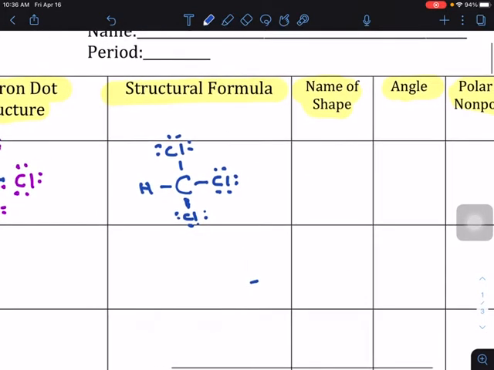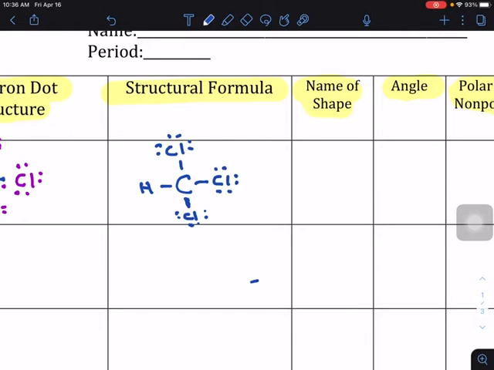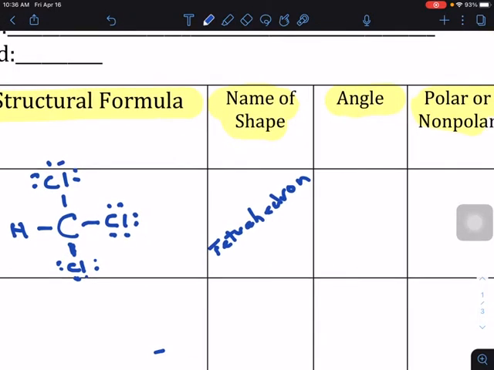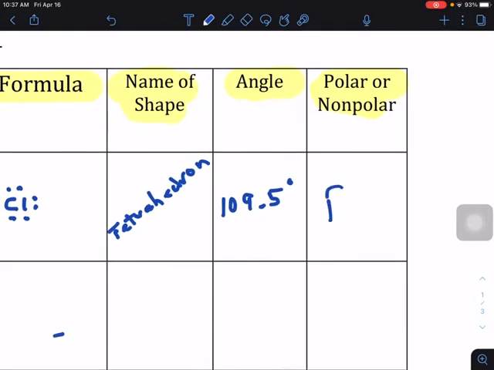Anything with a group number 14 at the central atom is a tetrahedron. Kind of a hard one to spell. Tetrahedron, what that looks like. And if you remember off the sheet that we did from our notes, the tetrahedron has a bond angle of 109.5 degrees.